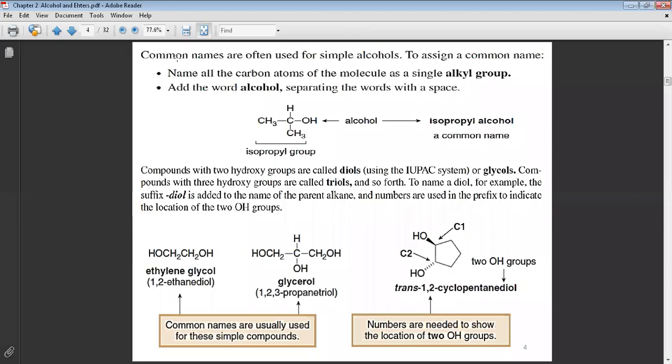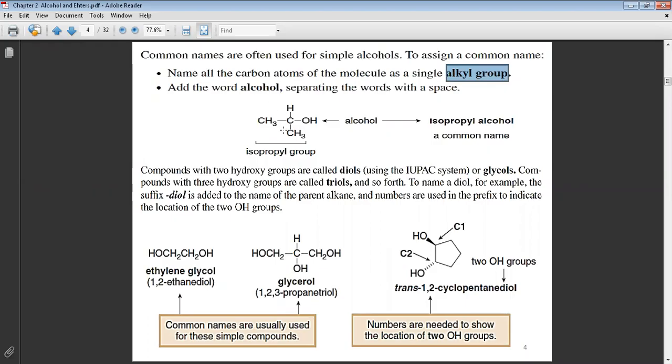Now, common names are often used for simple alcohols. We use the common name, the trade name, just for simple alcohols, alcohols with a small structure, not a big structure. How is the common name formed? We have a rule for the common name. To assign the common name, name all the carbon atoms of the molecule as a single alkyl group, and add the word alcohol.